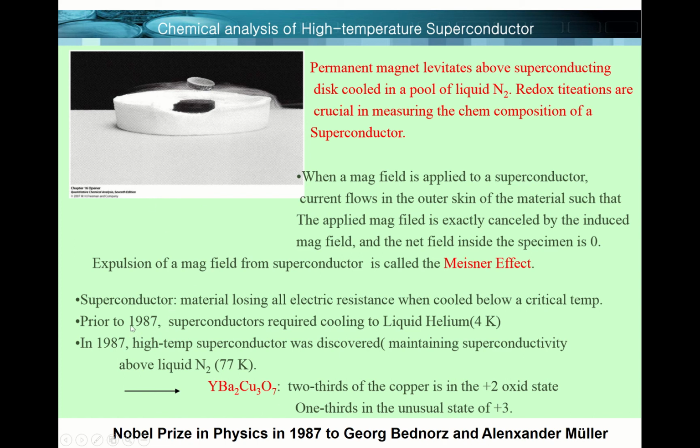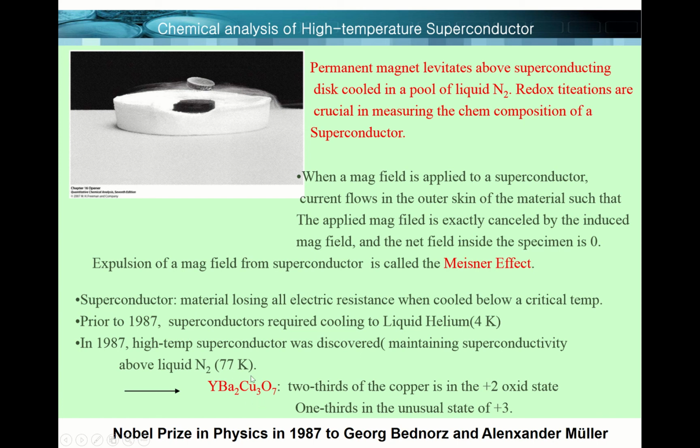Anyway, prior to 1987, superconductors required cooling with liquid helium. But liquid helium is very expensive. After this year, people began to use liquid nitrogen. And here, this is copper.